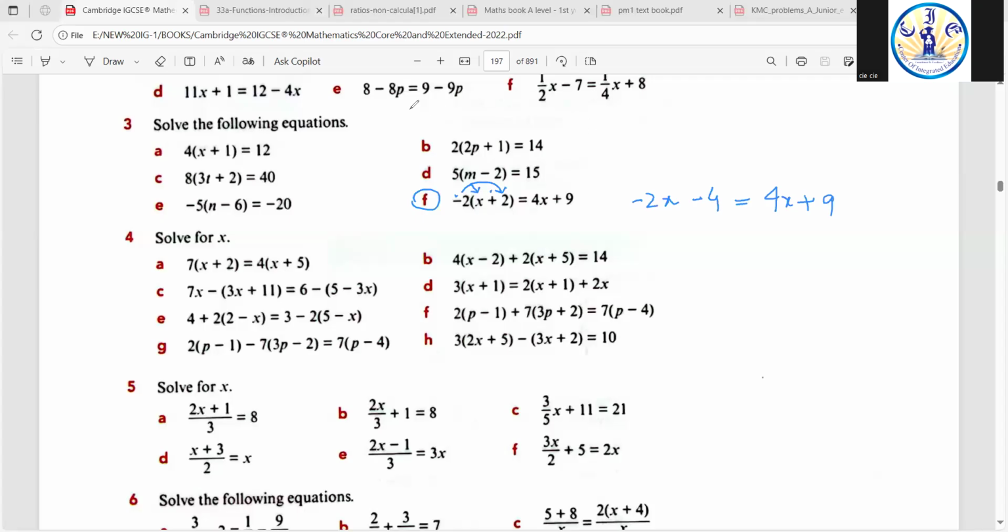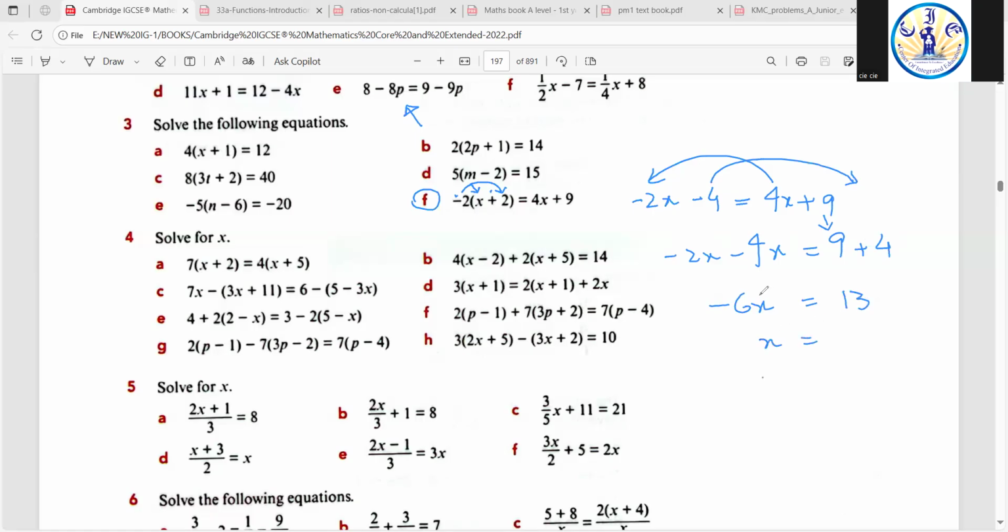Now this question is just similar to question number 2. Now we need to combine the like terms. So negative 2x, I'm shifting this to this side, negative 4x, and positive 9 is already here on the same side, but I'm shifting this negative 4 to the other side. It will get added. So this is negative 6x equal to 13.